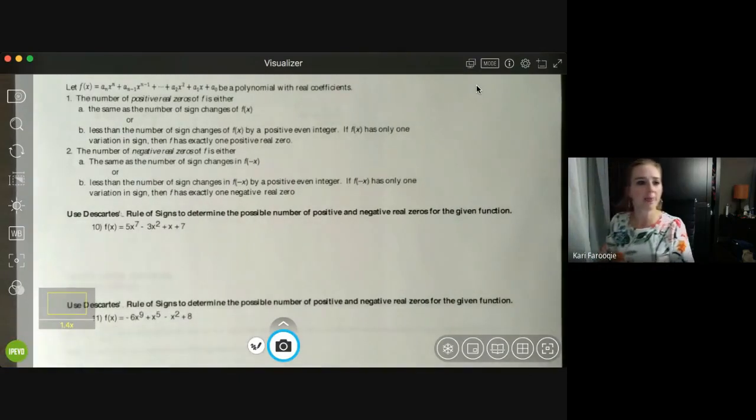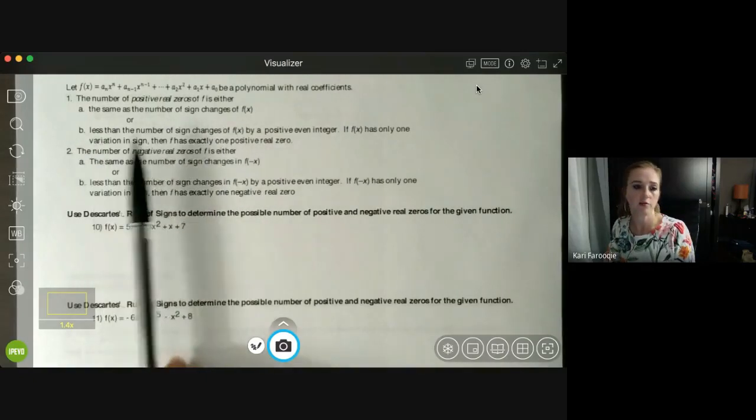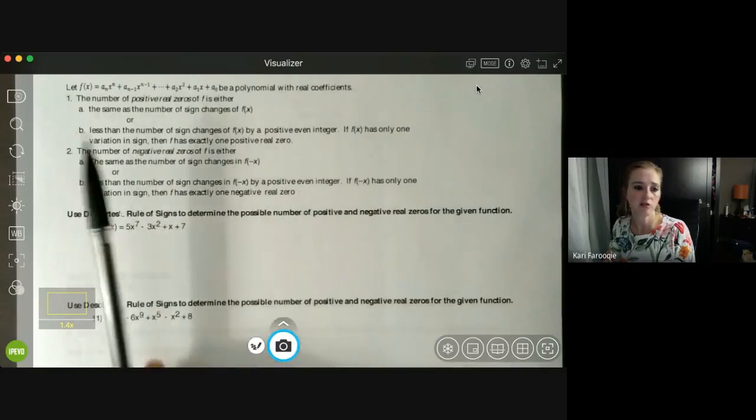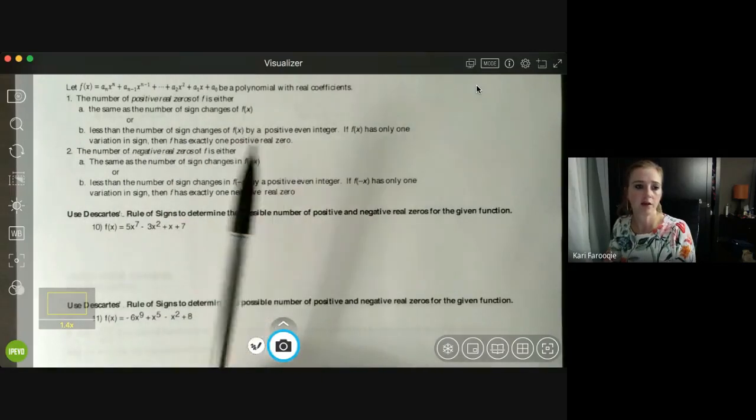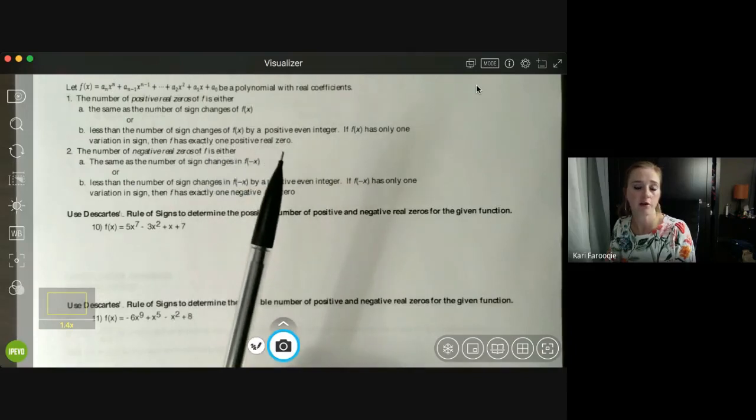Okay. You have this polynomial function with real coefficients. The whole point of Descartes' rule of signs is to give you an idea how many real zeros you're expecting and what their signs would be. So the number of positive real zeros of f is either the same as the number of sign changes of f of x or less than the number of sign changes by a positive even integer. If f has only one variation in sign, then f has exactly one positive real zero.